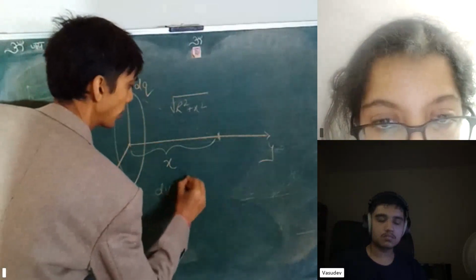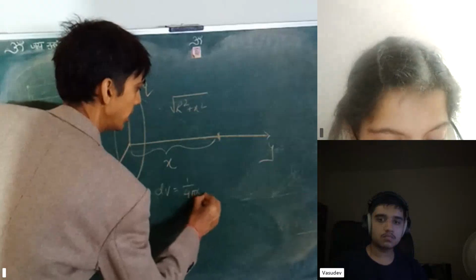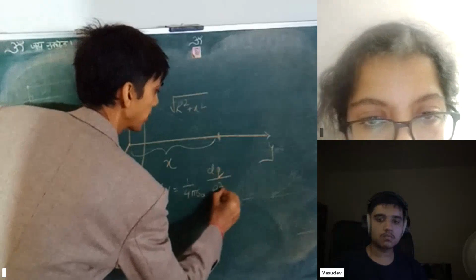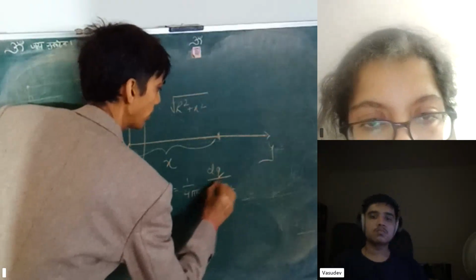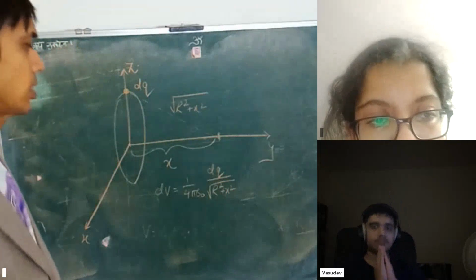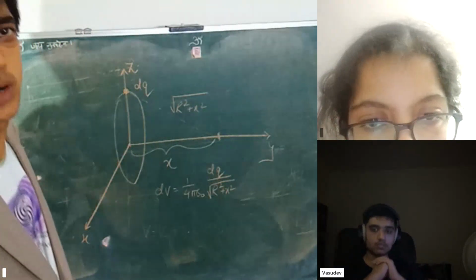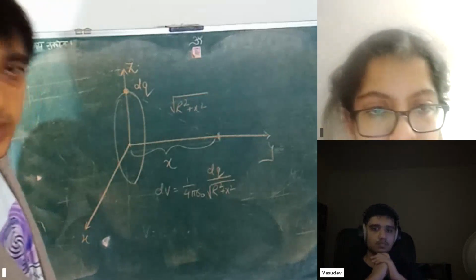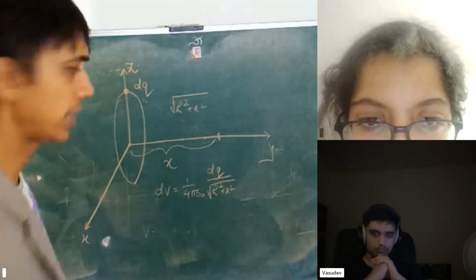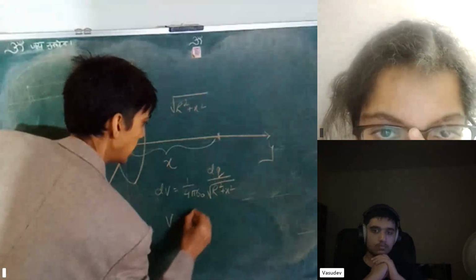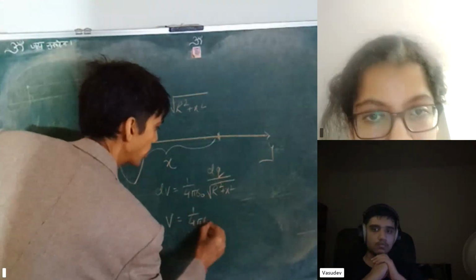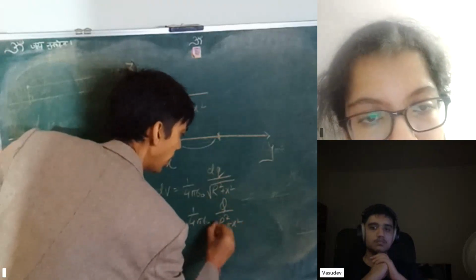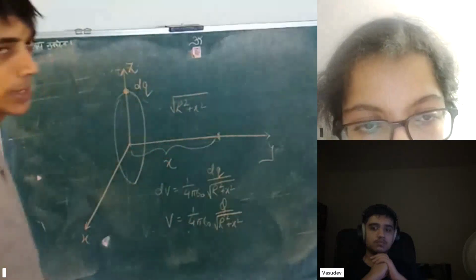dV will be how much for us? 1 by 4 pi epsilon naught, dq divided by square root of r square plus x square. You know r is constant, you know x is also constant, so V will be nothing but the integration of dq, correct? r is constant, x is constant, so when I integrate to get V, V will be 1 by 4 pi epsilon naught, total charge q divided by square root of r square plus x square. This is V forming.